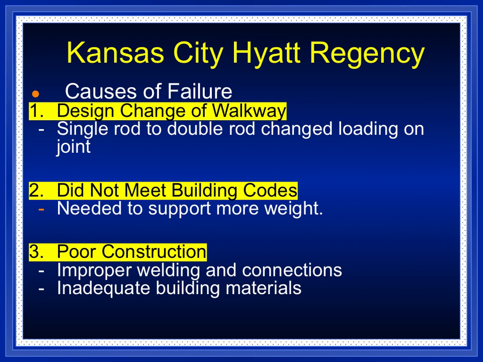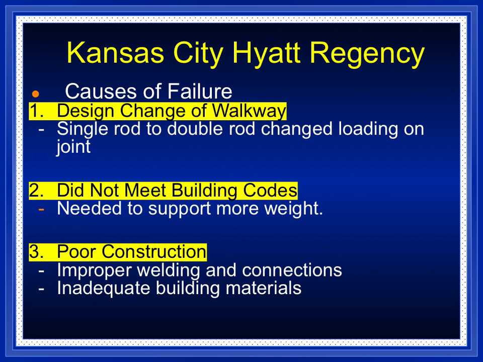Cause of failure. Well, there's three things that they found had the biggest impact on this. So under the cause of disaster part in your notebook, you want to write these three things down. First of all, the design change of the walkway. Okay, a single rod to a double rod changed loading on the joint. So they just used a different type of design, essentially, on the walkway, and that design did not work as well as previous ones. Number two, did not meet building codes.